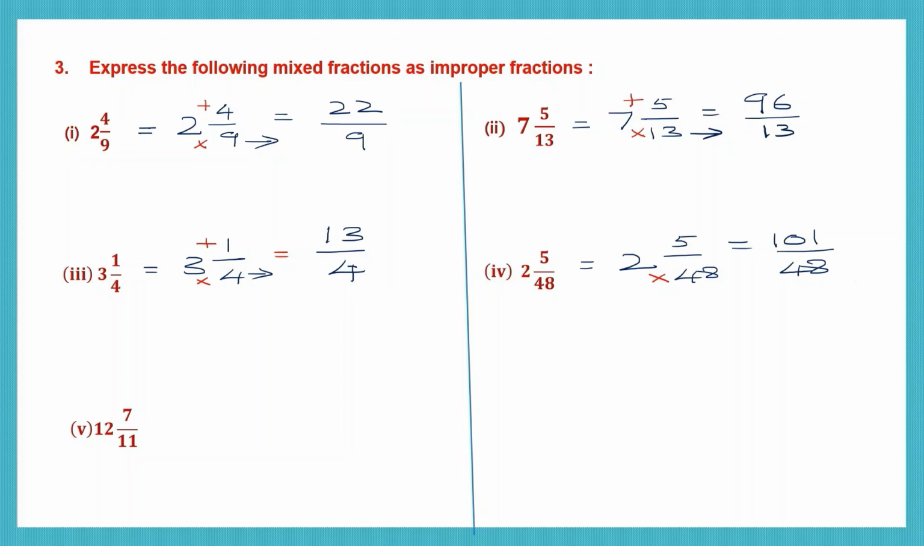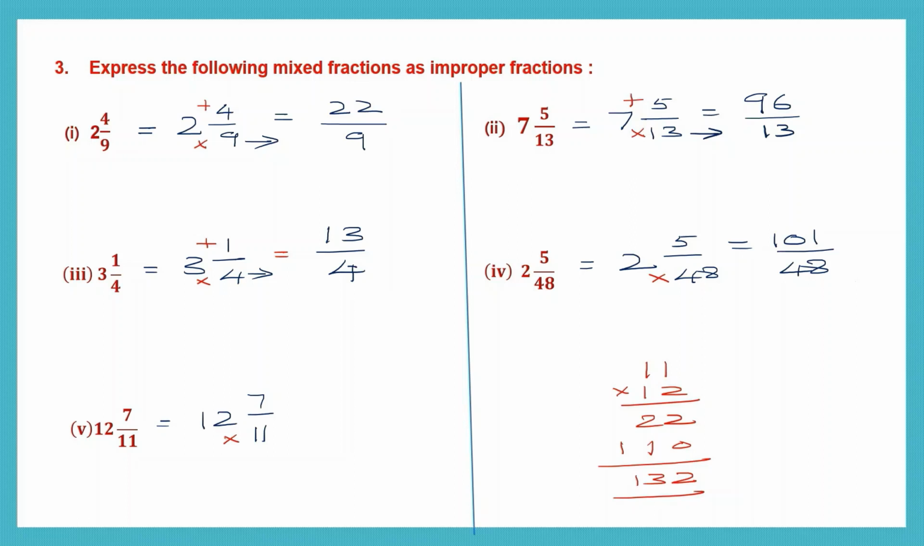Question 5, 12, 7 by 11. So let me write that question. 12, 7 by 11. Let's multiply 11 into 12 first. So let's do that. 11 into 12. 2 ones are 2 and 2 ones are 2. Start the next step. 1 ones are 1, 1 ones are 1. So 2, 3 and 1.